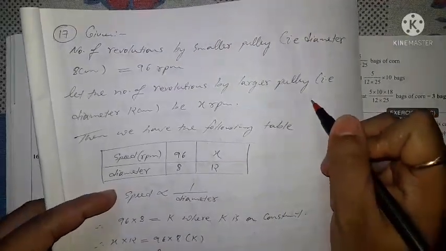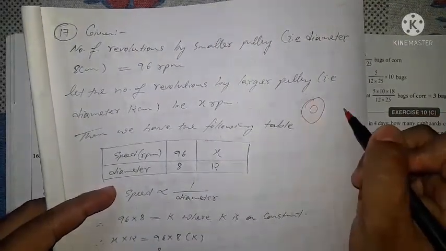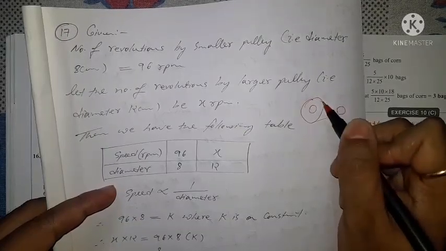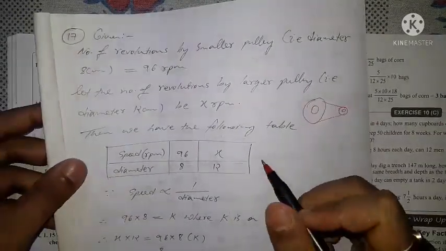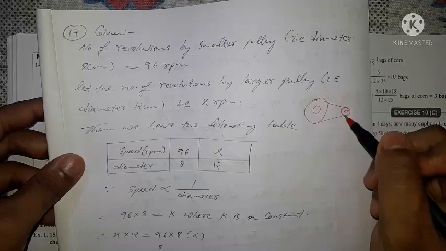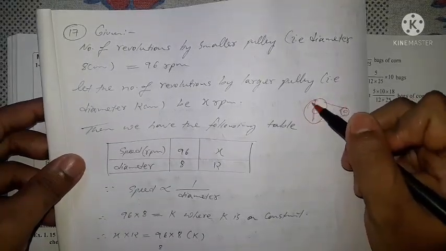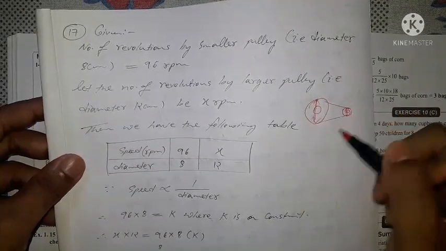Now in the question, two pulleys are given which are connected by means of a belt. Say two pulleys are there, one is the larger one and one is the smaller one. It is connected in this manner, suppose. So this is the larger pulley and this is the smaller pulley. So it is having a larger diameter and it is having a smaller diameter.